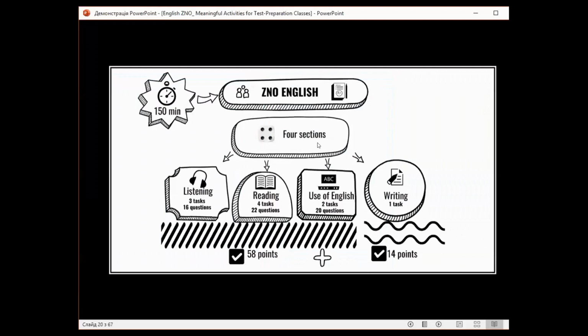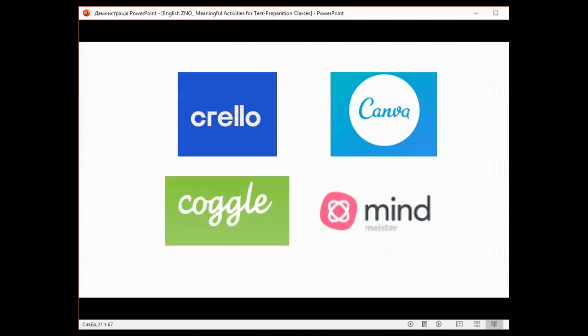Okay, now here's the structure of ZNO English as it is right now. I want you to pay attention that I created this special mind map to present information about the structure of the test. You're welcome to share this slide with your students. And I also encourage you to develop your own mind maps when working with teenagers. I think many of them are visual learners. So instead of providing maybe dry information in text, it's always a good idea to use some kind of visuals.